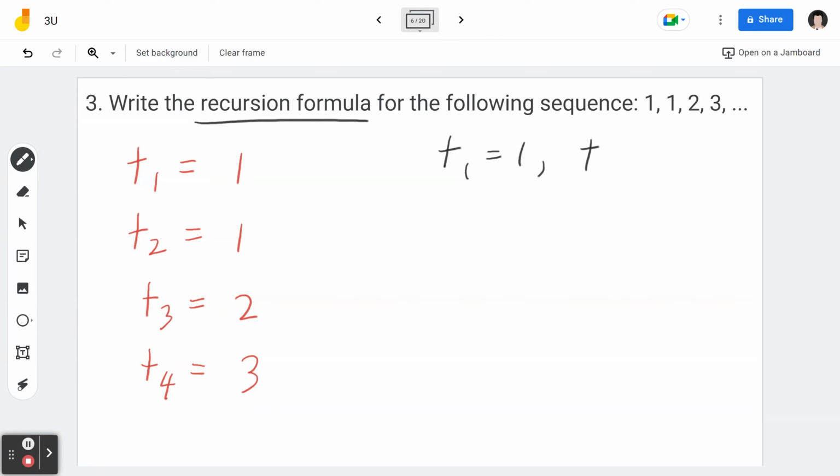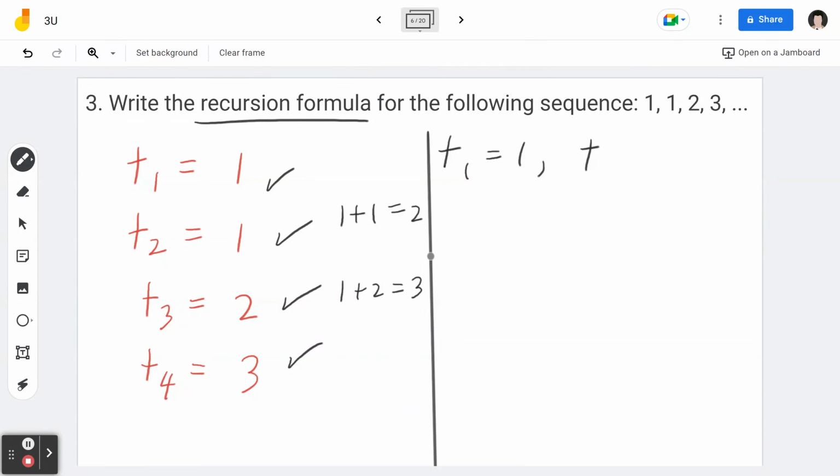So one pattern I discover is I have 1, 1, and 2. Let's stop and think about that. How can I get 2 from the previous two terms? Somebody says, oh, 1 plus 1 is 2. I'm going to write that down. That's good. But what about the next one? How do we get 3? Well, somebody looks at this and says, oh, 1 plus 2 is going to be 3.